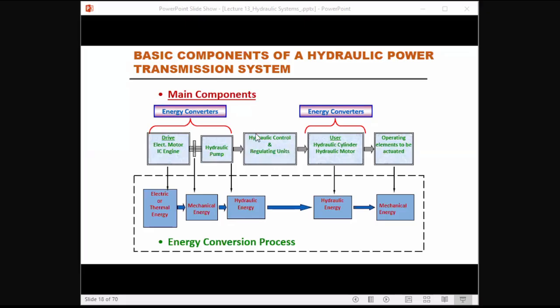Then we can take maximum performance using this controlling part. Here you can see user. User means hydraulic cylinder. Cylinder means piston. Okay, hydraulic piston. Actuator. User actually means actuators. Hydraulic motors, hydraulic cylinders. These are the users.